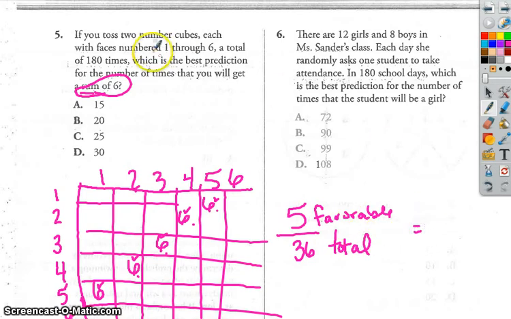So then we take that. We're going to do that experiment 180 times. And I do not know what 36 times what number makes 180. So I'm going to do my proportion thing of cross multiply and divide. So 5 times 180, divided by 36, and that gives me x is 25 there.